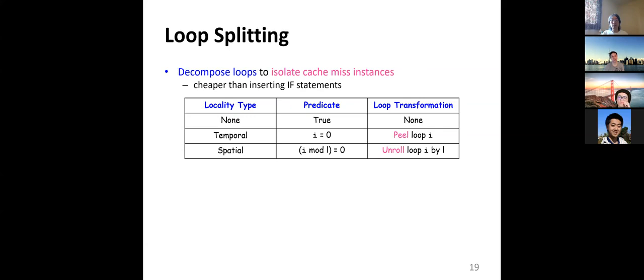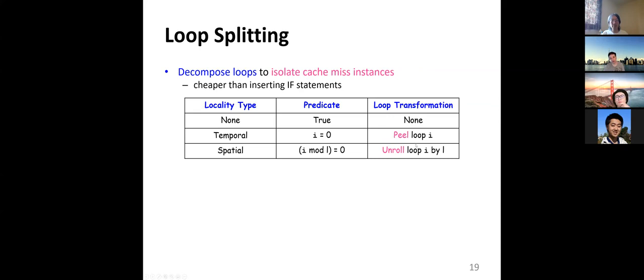That's the takeaway here. If there is no locality, there's nothing to do with this predicate. If I had a temporal locality, where a certain iteration looks special, what we do is peel that loop iteration. What does that mean? We take that one iteration of the loop and do it separately. So if it's the first iteration of the loop, I do that iteration first and then do all the other 99 iterations separately. That's called loop peeling. I just peel out one iteration and do it separately.